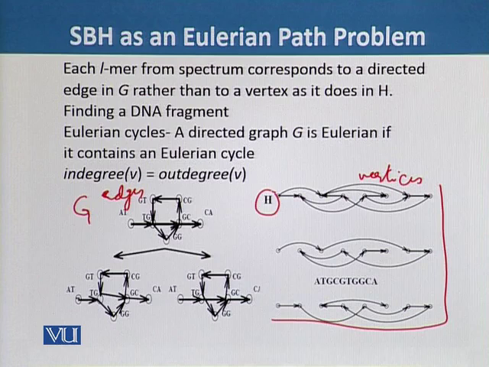A directed graph G is Eulerian if it contains an Eulerian cycle, and a vertex V in the graph is balanced if the number of edges entering V equals the number of edges leaving V, that is, if indegree(V) is equal to outdegree(V). So for any given vertex V in an Eulerian graph, the number of times the Eulerian cycle enters V is exactly the same as the number of times it leaves. Thus indegree(V) is equal to outdegree(V) for every vertex V in an Eulerian graph.